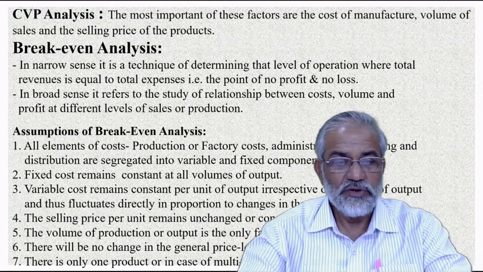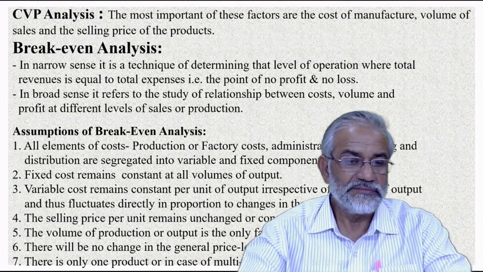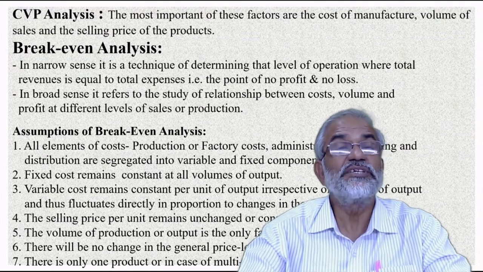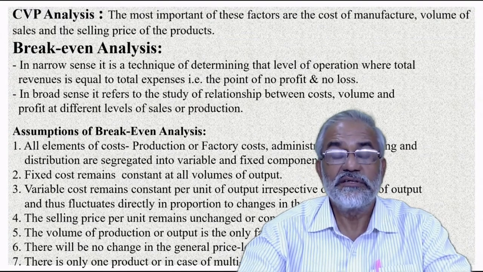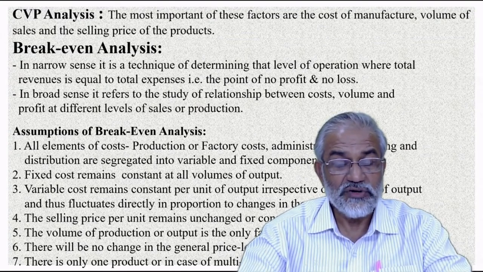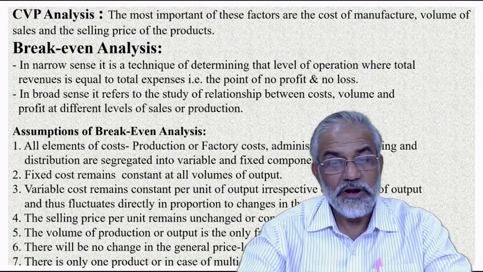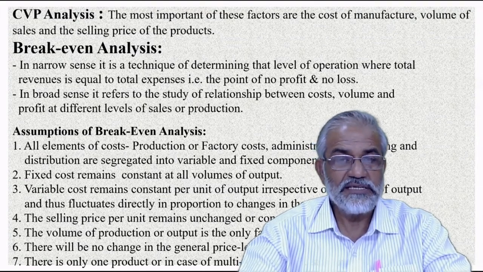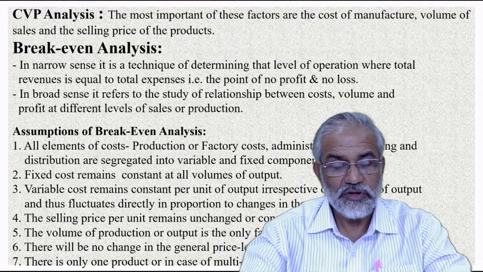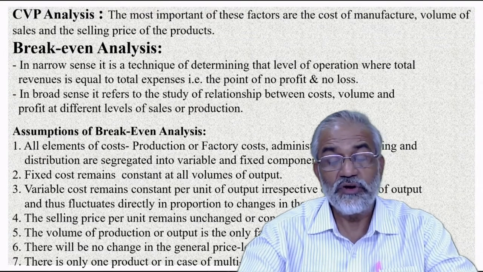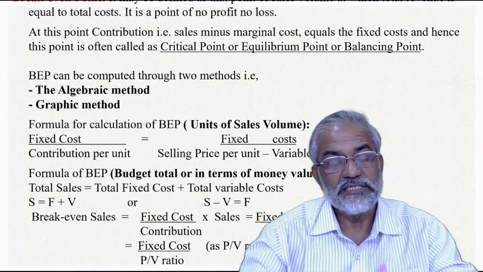The sixth assumption is that there will be no change in the general price level. That means it will remain constant throughout. The seventh and last assumption in respect of break-even analysis is that there is only one product, or in case of multi-product, the sales mix remains unchanged, unaltered. If there is one product, it's fine. If there are multiple products, then the sales mix, that means the mix of product 1 and product 2 or product 3, should remain unaltered and unchanged throughout. Otherwise, the break-even analysis will not work out properly.